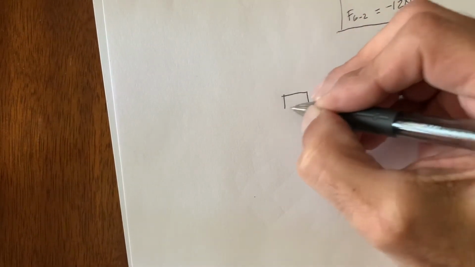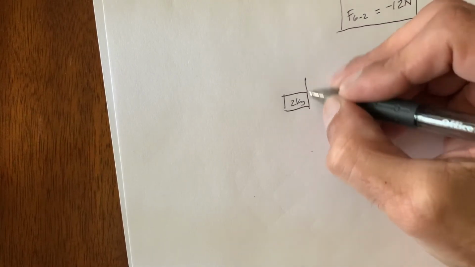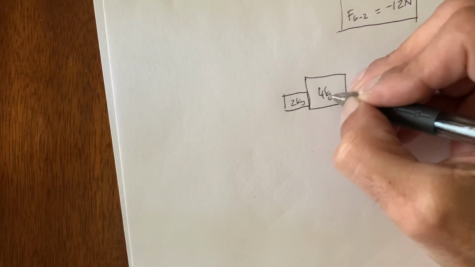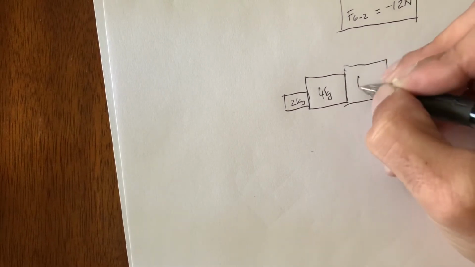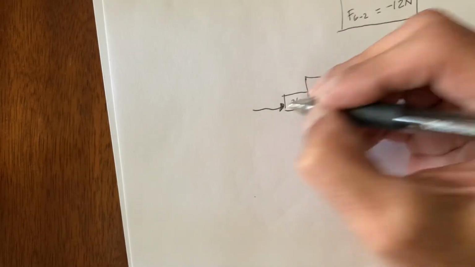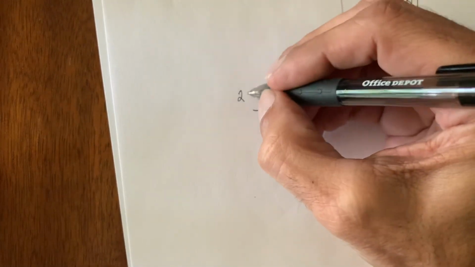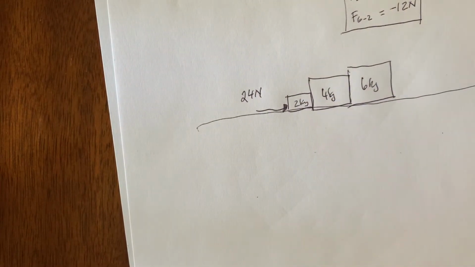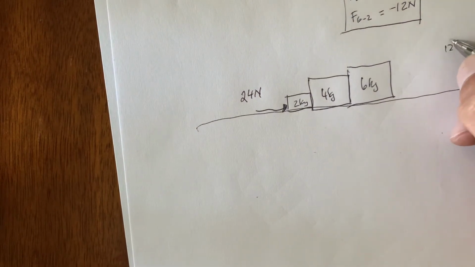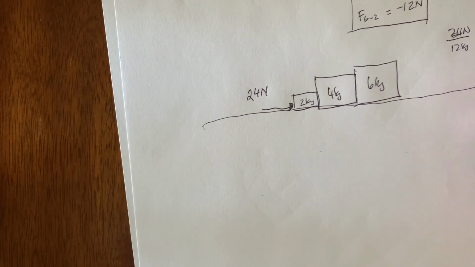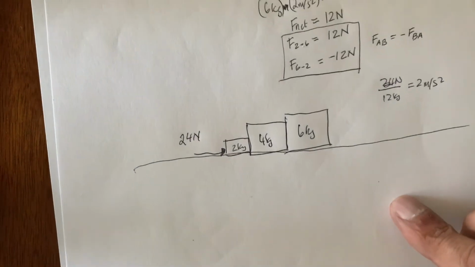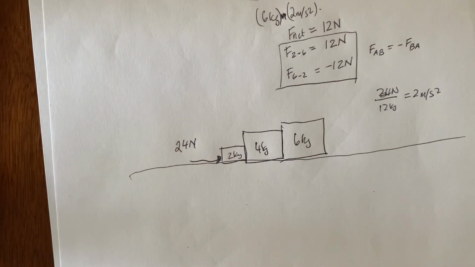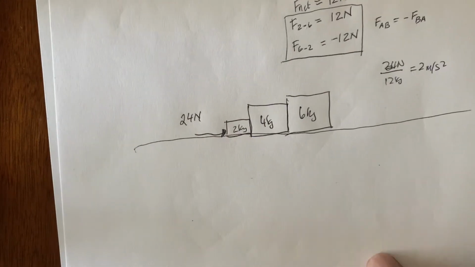If you had 3, you'd do exactly the same. Let's say a 2 kg, a 4 kg, and a 6 kg, and I was applying a force here of, say, 24 newtons. Then 6 and 4 are 10, and 12 kg altogether are being pushed by a force of 24 newtons, again giving me 2 meters per second squared. I kind of fudged those numbers to come out that way again. All right, no matter. Same thing.